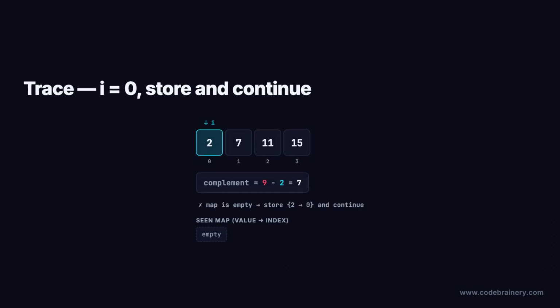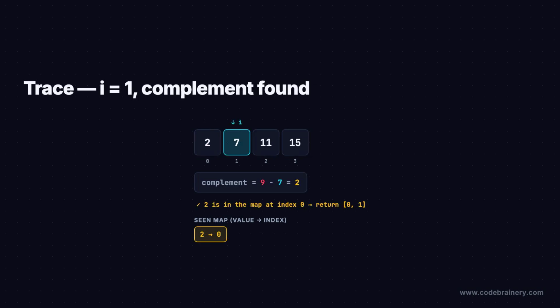Trace on example 1. Array 2, 7, 11, 15. Target 9. At i equals 0, current is 2. Complement is 7. Map is empty, no match. Store 2 mapping to 0. At i equals 1, current is 7. Complement is 2. We check the map. 2 is there, at index 0. Return 0, 1. Done in 1 pass.